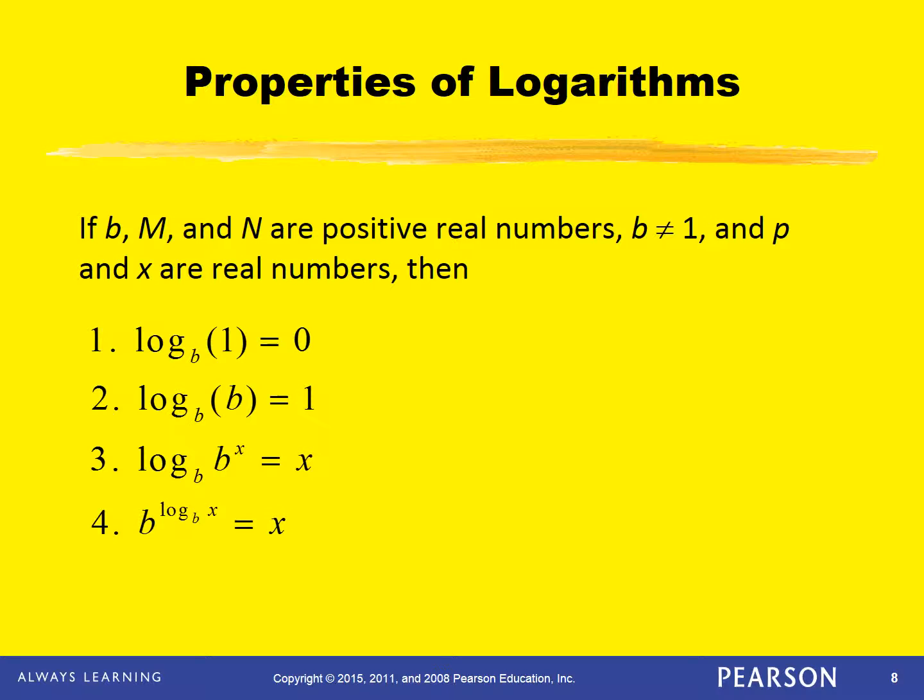Okay, and why are they true? Well, think about the equivalent exponential equation. B to the 0 equals 1. Okay? Tell me you remember that. Raise any number to the 0 power and it's 1. And so therefore, no matter what the base is, if the argument is 1, the value of the logarithm will be 0.